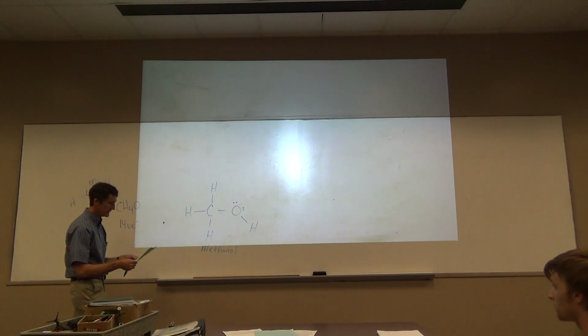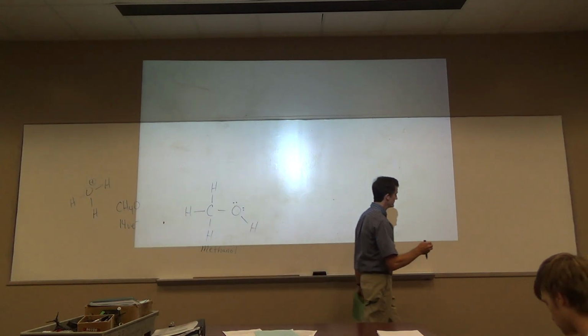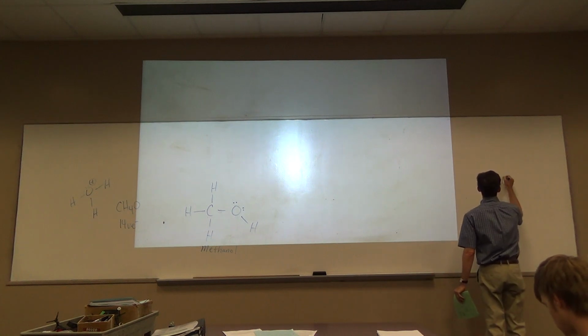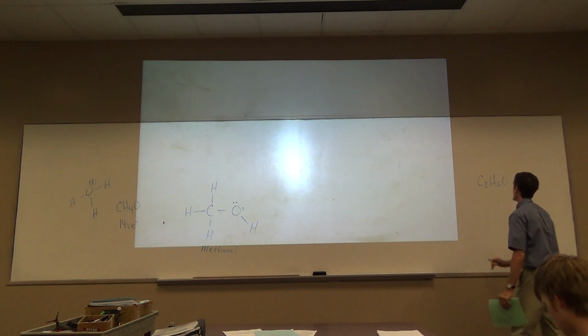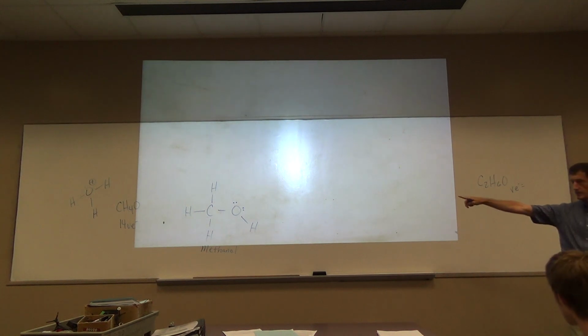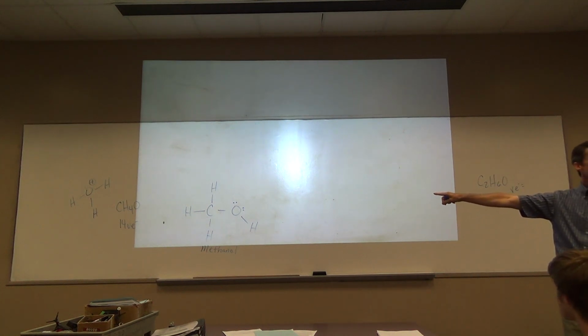Single bonds. Let's try the next one, C2H6O. Valence electrons. Anybody got it? By the way, a number of you came up with that structure on your own before class?